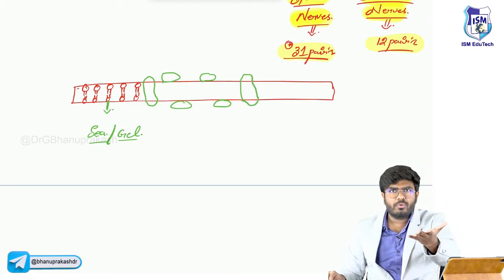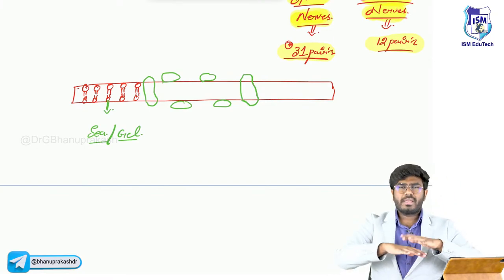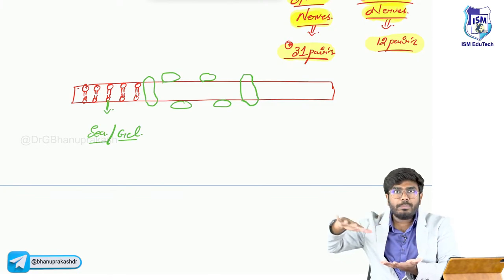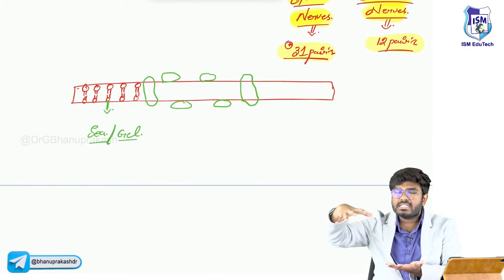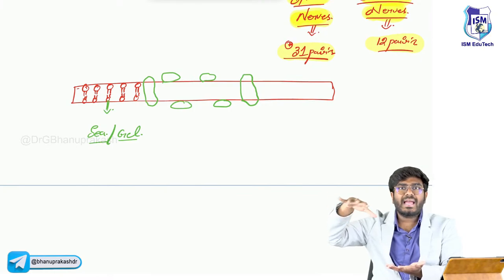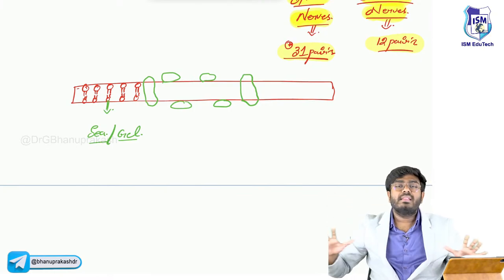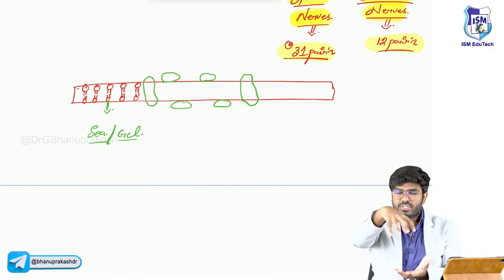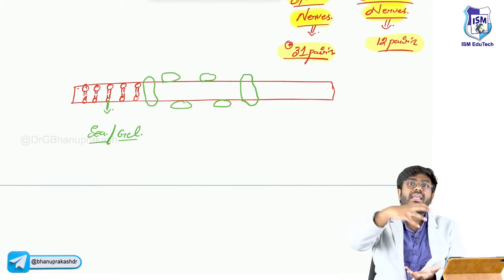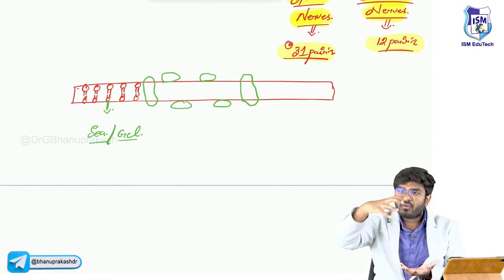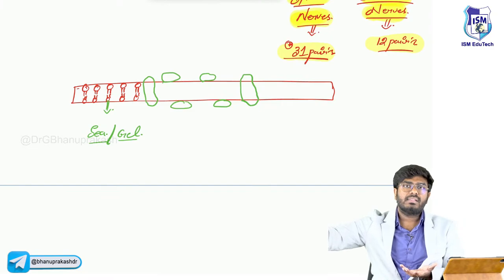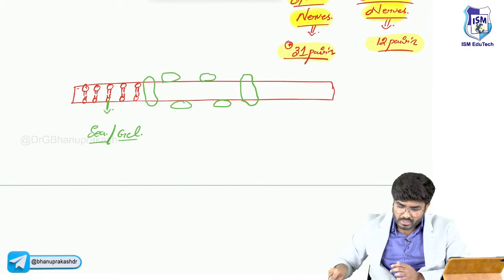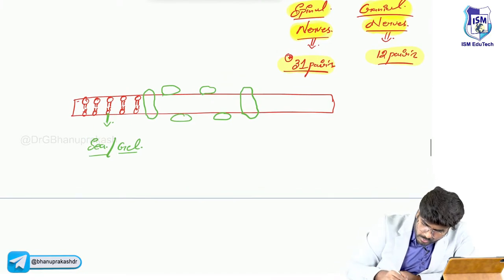These proteins look like an iceberg in the sea. You have seen the Titanic movie, right? I don't want to go into that detail right now. But anyway, in the sea, icebergs are floating. In the same way, in this phospholipid sea, these proteins are floating. So this model is called the fluid mosaic model. Fluid means a sea, and mosaics are the proteins floating like icebergs in the phospholipid bilayer.